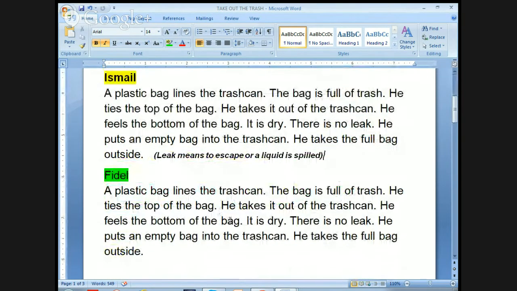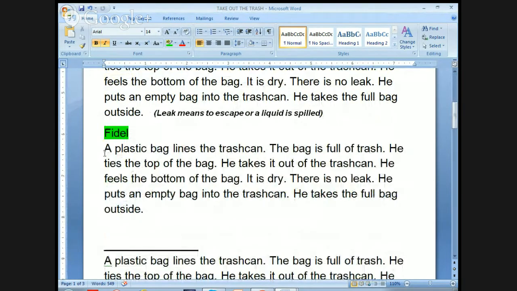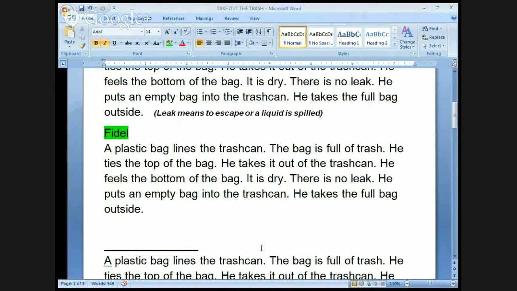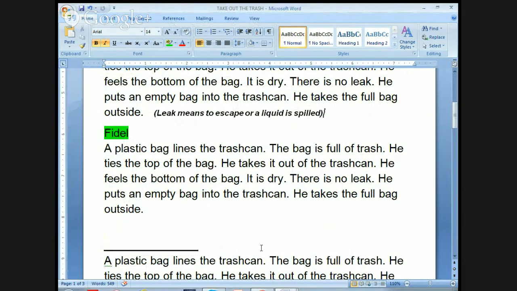Fidel, could you read for me? Okay. The same. Yes, this one is yours. A plastic bag lines the trash can. The bag is full of trash. He ties the top of the bag. He takes out of the trash can. He fills the bottom of the bag. It is dry. There is no leak. He puts an empty bag into the trash can. He takes the full bag outside.